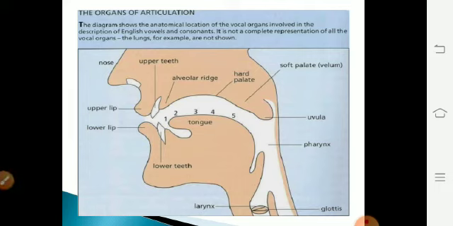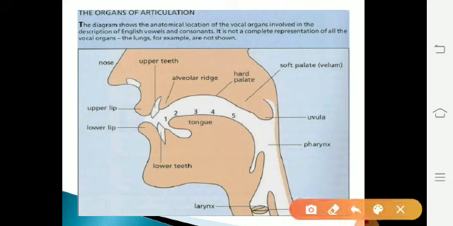The diagram is the organs of articulation. The diagram shows the anatomical location of the vocal organs involved in the description of English sounds and consonants. It is not a complete representation of all the vocal organs. The lungs, for example, are not shown in the diagram, but the articulatory system and the phonatory system are shown in the diagram. We are going to start with the upper lip. This is the position of the upper lip. Then there is a lower lip.